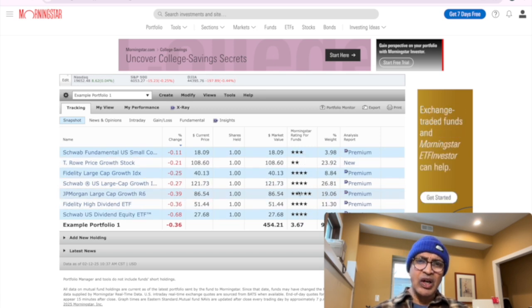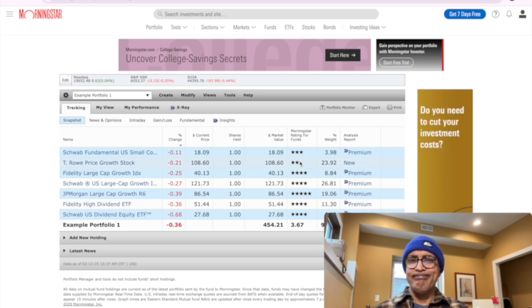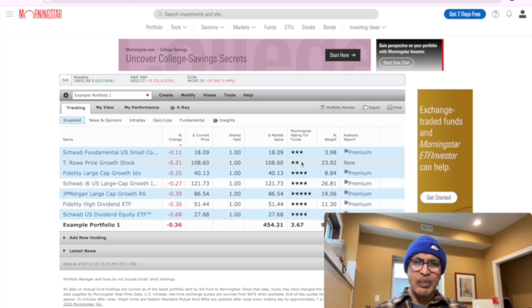Don't get overly hung up on it unless it's like 3 or below, or 2 or below. It's something that you need to look at more carefully. Simply because it's a 2 doesn't mean it's a terrible fund. It just probably had a bad year.